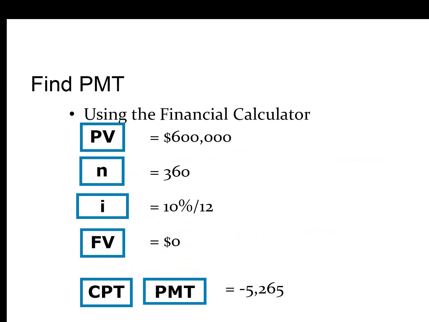First, let's calculate what is the monthly payment for this loan. So the loan amount is $600,000. The number of periods is 360. Monthly interest rate equals 10% divided by 12. The future value is 0. We can calculate the monthly payment for this loan is $5,265.